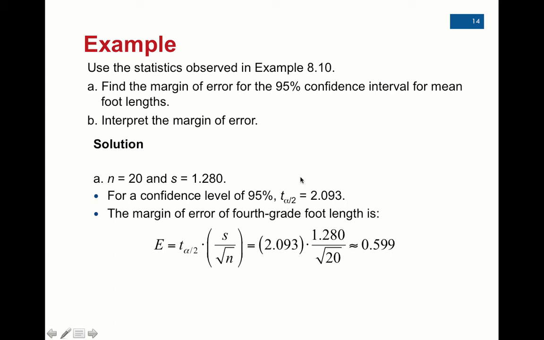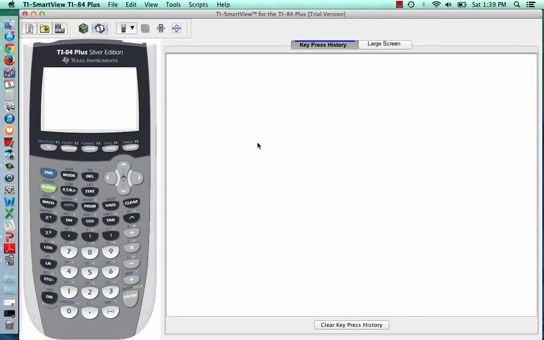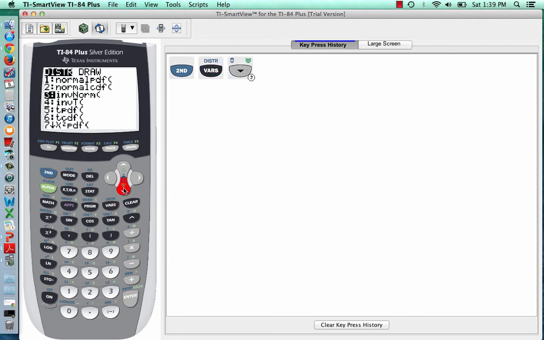So that's really what I want to work here. I know that they have some information from the previous problem where they figure out the margin of error. But how did they get this 2.093? Well, there's two ways to do it. First, in your calculator, if you go to second vars and you see the function inverse t, then you can look up a t that way.